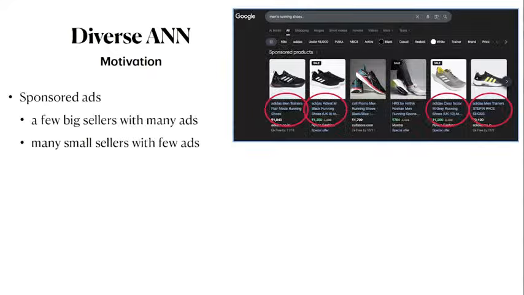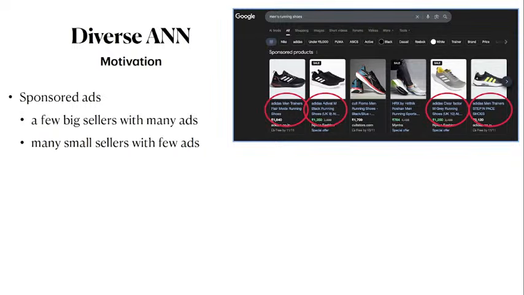What we did in this work is complementary to this, which is to study the problem of diversity in nearest neighbor search. This is a problem that actually came out within Microsoft, and other companies are looking at this problem as well. So the problem is as follows.